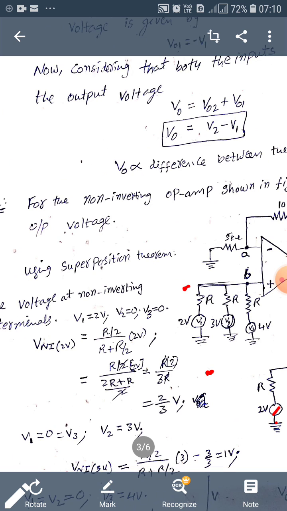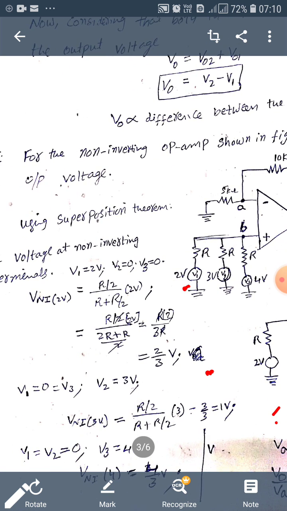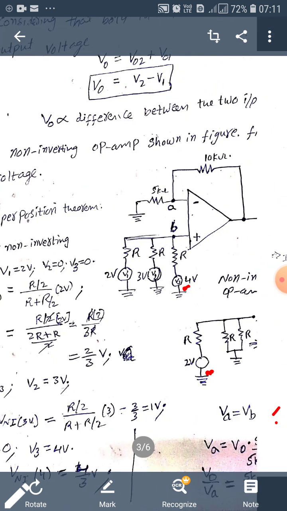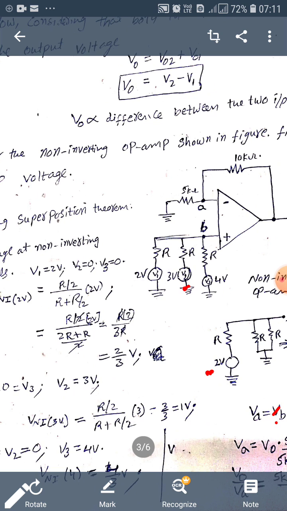Now, in the same way, we consider another voltage V2 and calculate the non-inverting voltage at node B with respect to V2. During that time V2 is 3 volts, and V1 and V3 are considered to be zero. In the same way we calculate the voltage due to 3 volts: (R by 2) into 3 by (R plus R by 2). If you simplify this, we get 1 volt.